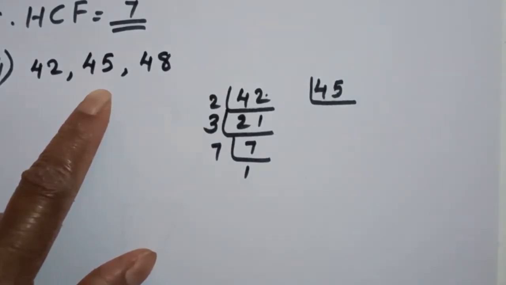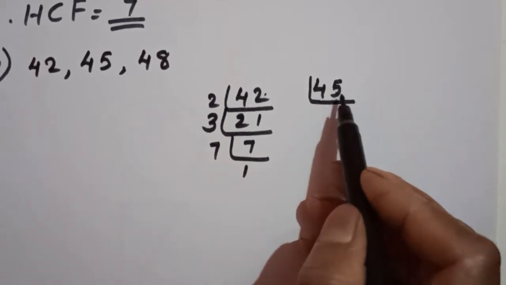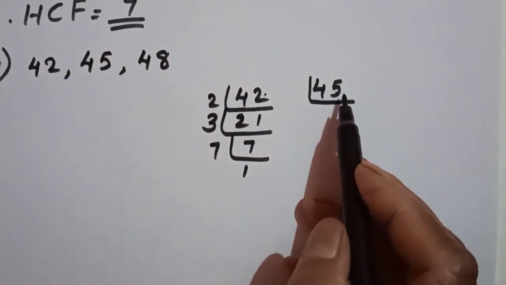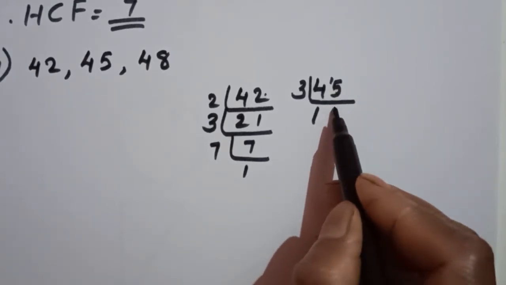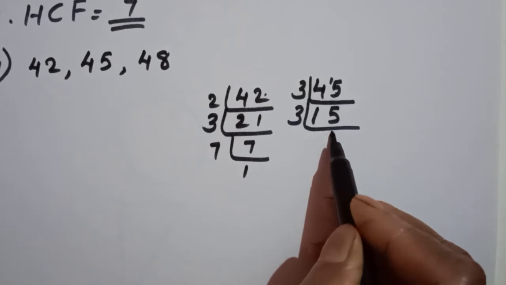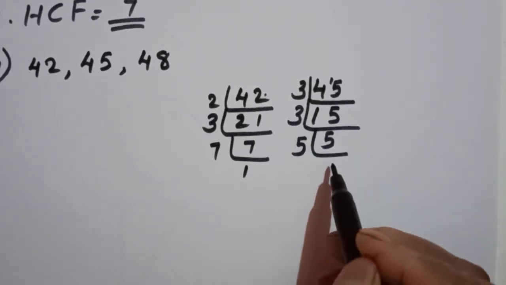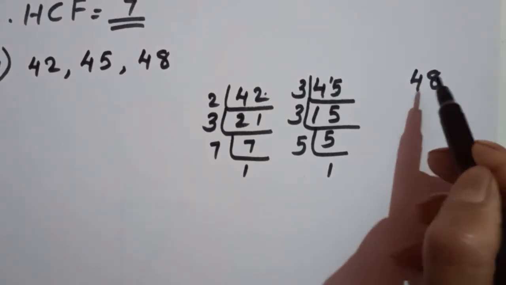45 is divisible by 3 because 5 plus 4 is 9. 9 is divisible by 3. Now 45, it is divisible by 3. 3 ones are 3 and 1 remains, it is 15. 3 fives are 15. Now again 3, 3 fives are 15, 5 ones are 5. Okay. Next number is 48.